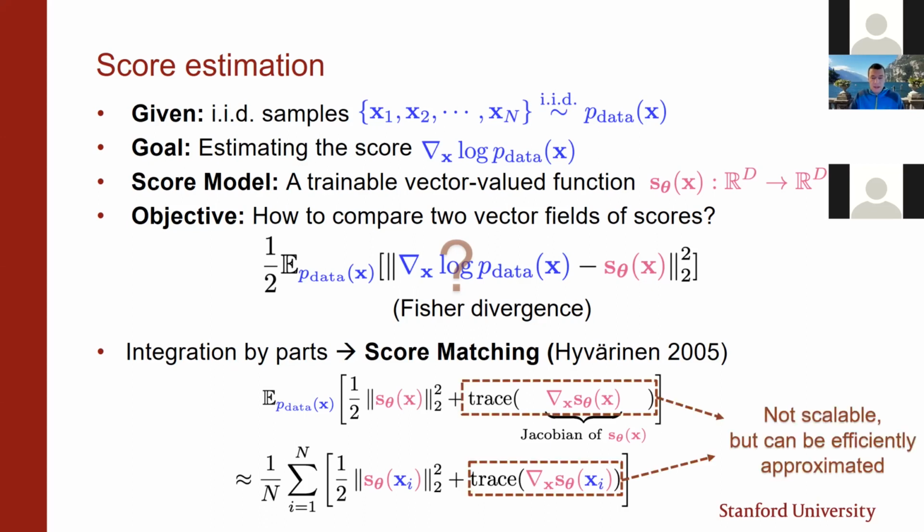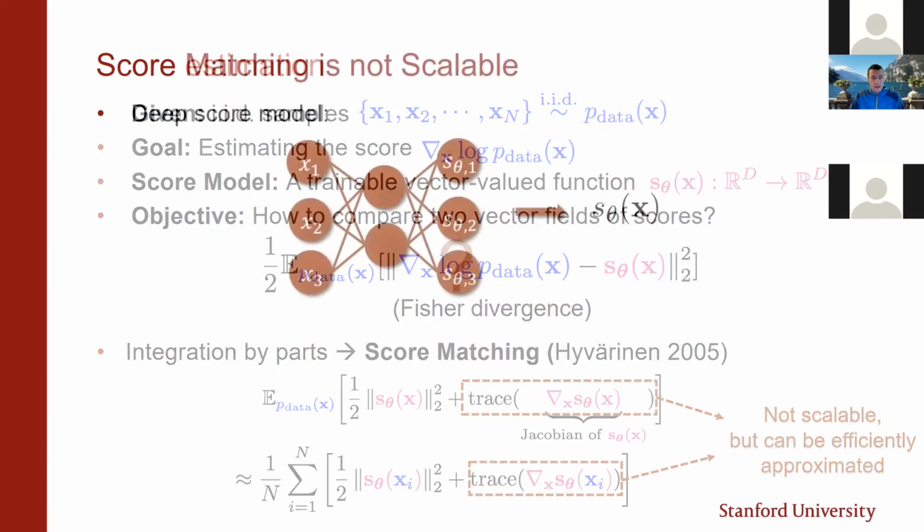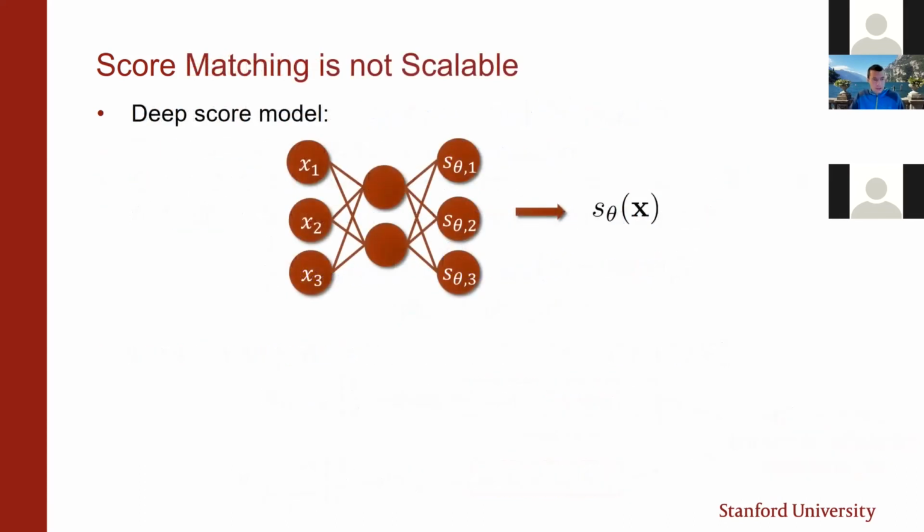One challenge is that it does involve the trace of the Jacobian, which is something you can compute. You can do it with backpropagation, but it can be expensive in practice when D, the dimensionality of the data, is large. To see that, let's say that we have a deep score model. This is a vector valued function. It takes x and maps it to a score, which is another vector with the same dimension as the input. And we need to compute two terms.